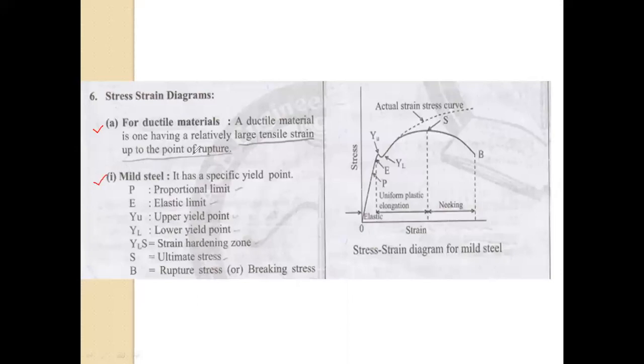Already you know that there are two types of steels, mild steel and tor steel, also HYSD bars. So first we will see mild steel. See here, this is the stress strain curve. Please remember that on the x-axis strain is present and on the y-axis stress is present. Now the first point is the proportional limit. Up to this limit of proportionality, Hooke's law is valid, that is, stress is directly proportional to strain.